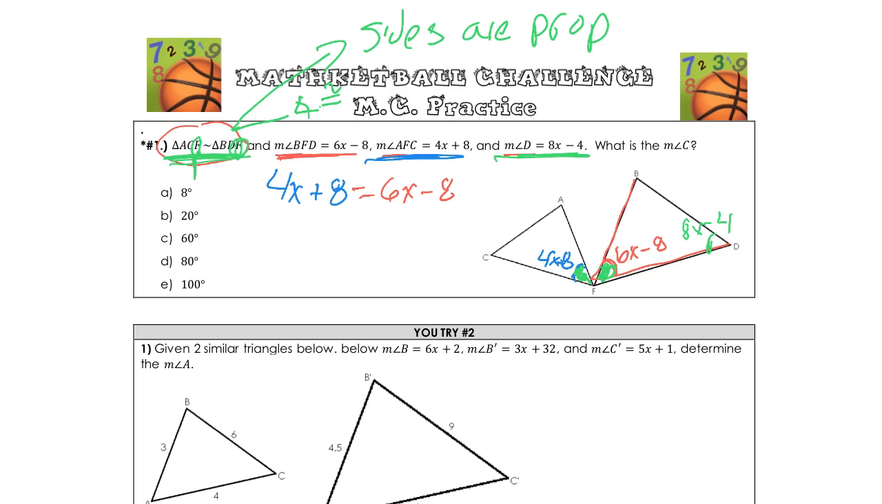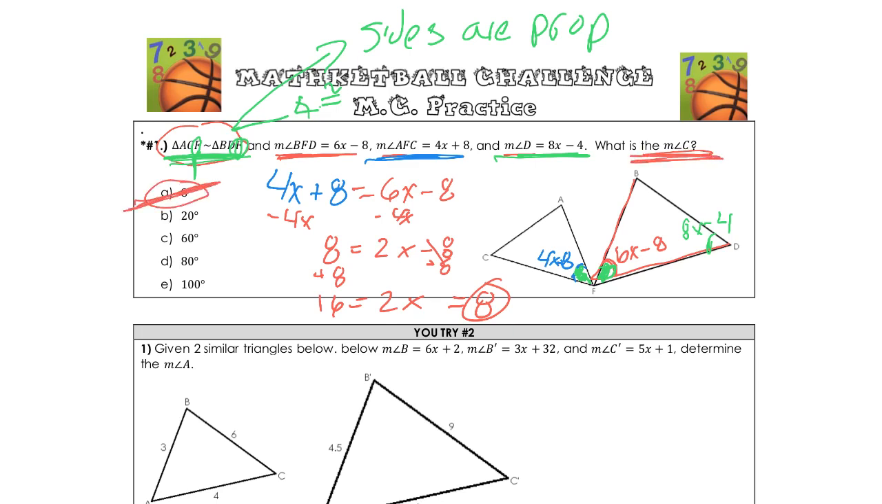To move stuff across the equal sign, we're going to use those inverse operations. So we get 8 equals 2x minus 8. Add 8 to both sides. So 16 equals 2x. Divided by 2, x equals 8. So everyone always thinks, oh, there's 8. That's the answer. But they didn't ask for x. They said, what is the measure of angle C? There's nothing there for angle C.